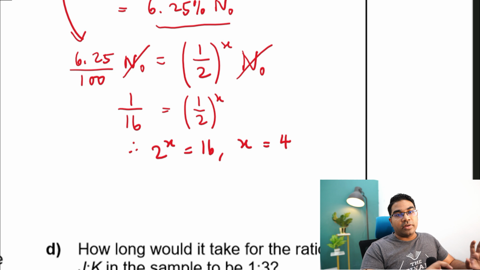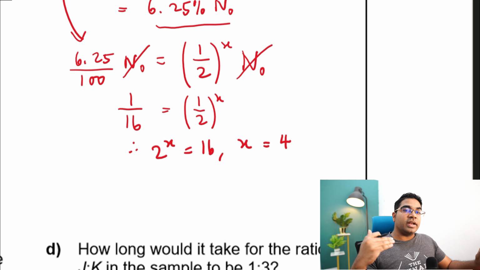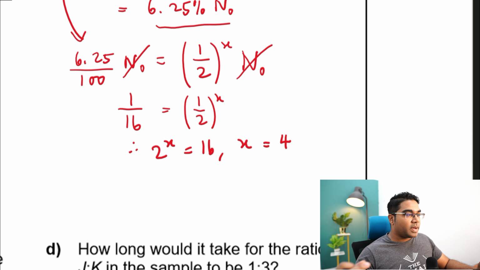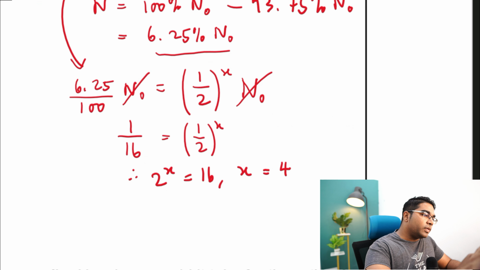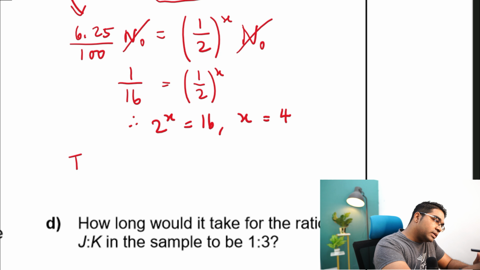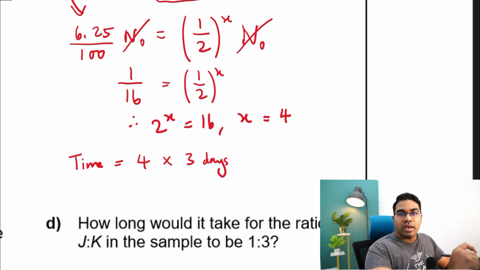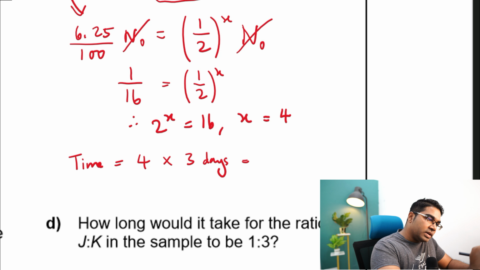Now that we've found the value of x, we can answer the question. If we know the number of half-lives that have passed, we can calculate the actual time that has passed. So 4 half-lives would mean the time taken would be equal to 4 half-lives times the time taken for 1 half-life, that is 3 days. And so the total time passed here is 12 days.